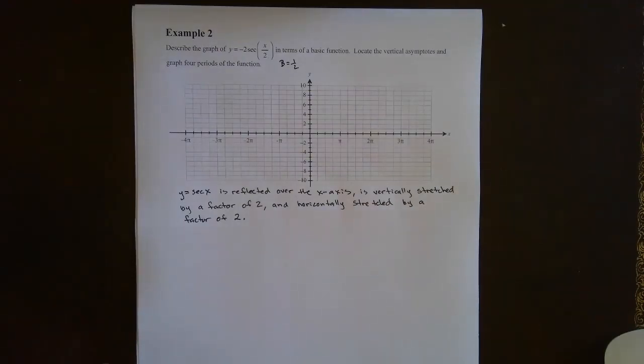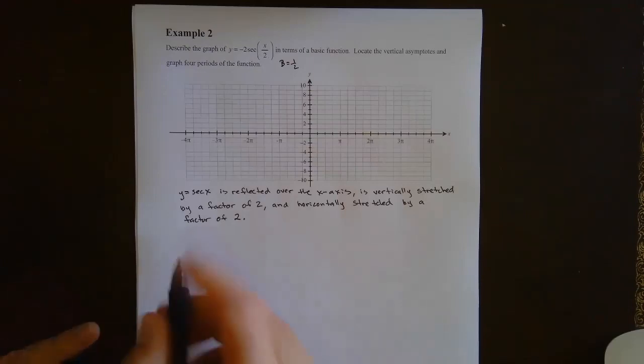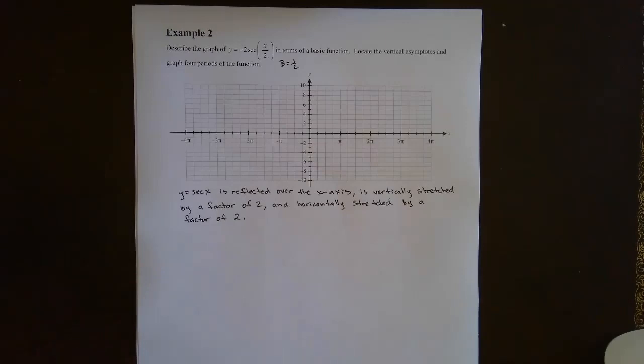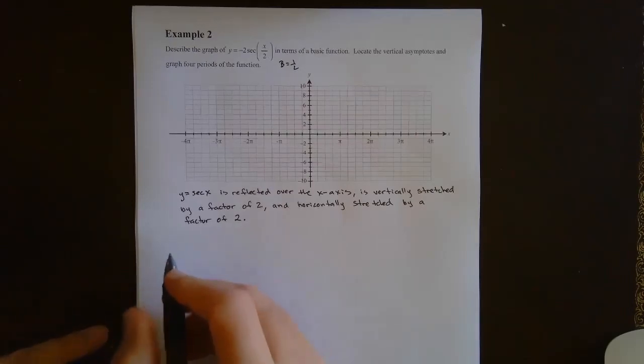I'm going to do this using cosine x. We're going to do this with the 5-point method, because secant x and cosecant x are both just reciprocals of sine and cosine. So we're going to use those to figure this out.